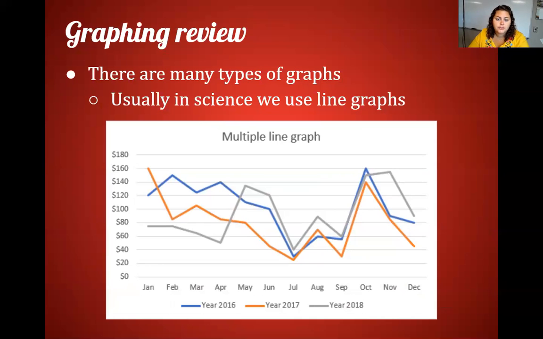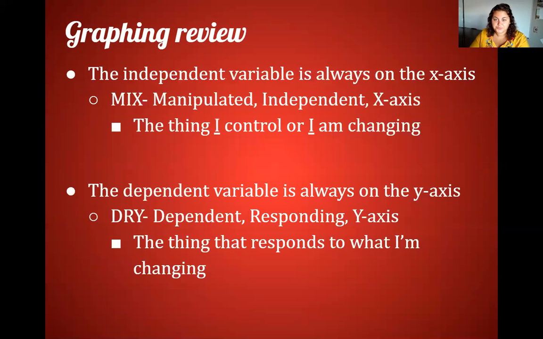A little bit of graphing review. There are many types of graphs. Usually in science, we use line graphs. This is an example of a line graph. It's a comparison of funds or money over different years. And down there at the bottom, there's a little key, and we've got year 2016, 2017, 2018.